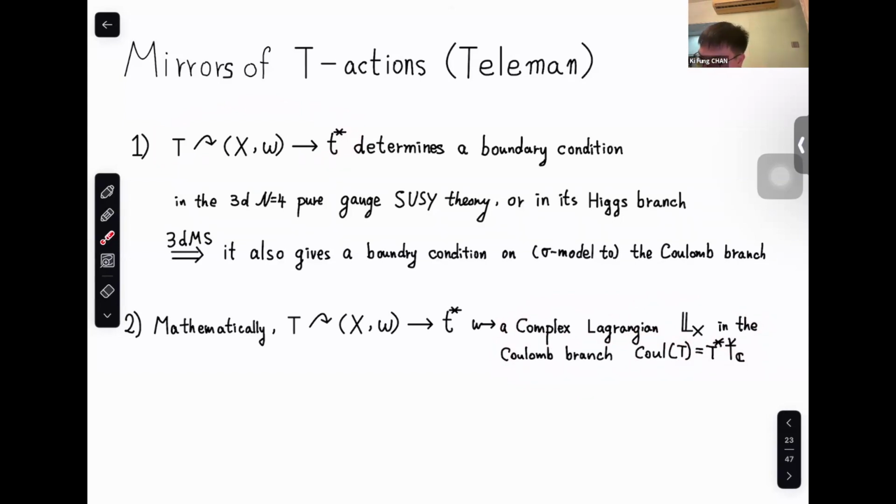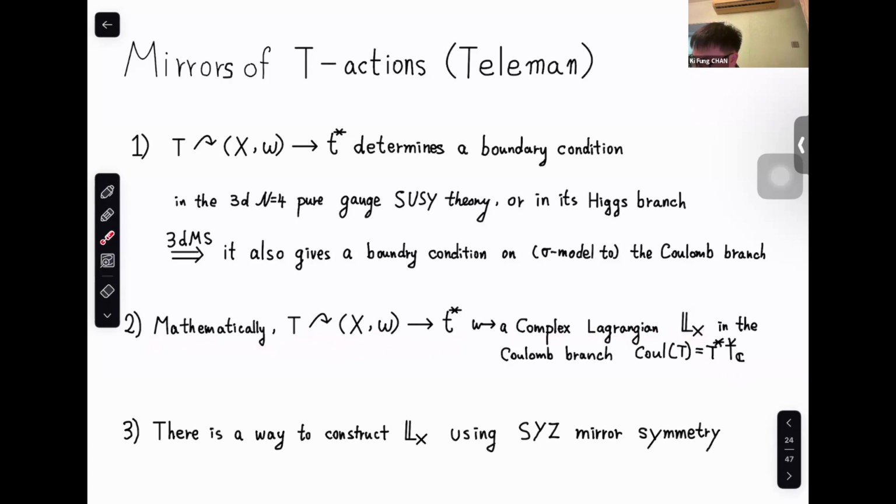So 3D mirror symmetry asserts that if you give me a Hamiltonian T action on X, then there should be a complex Lagrangian in the Coulomb branch, which is T*TC check. The interesting thing is that there is a way to construct that complex Lagrangian using SYZ mirror symmetry, which I am going to discuss.